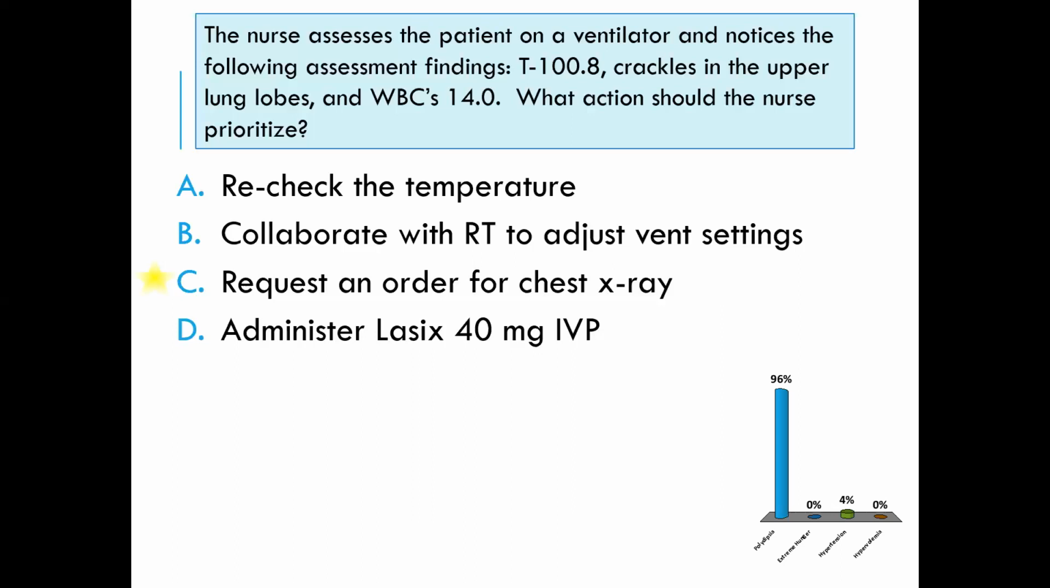Generally this semester, when you are presented with a problem, we don't have to reassess. We have a problem, we need to manage the problem. Collaborate with RT to adjust the vent settings. Sometimes that is appropriate with certain complications, but not this one. Request an order for chest x-ray. Yeah, that makes sense because maybe we're suspecting pneumonia. We want to ask the doctor if we can pursue this line of thinking and get some treatments on board.